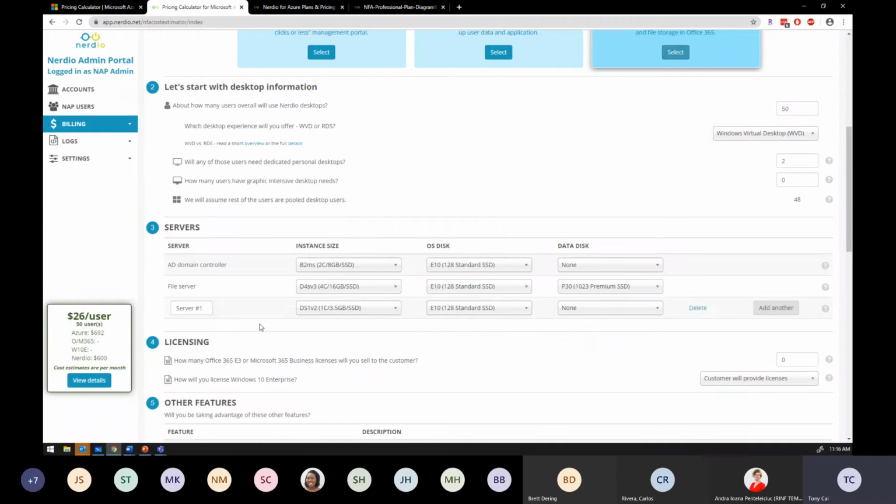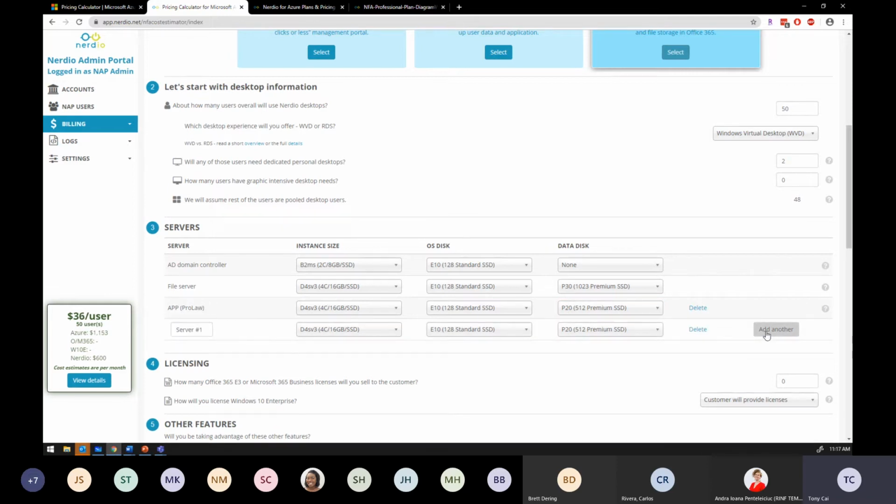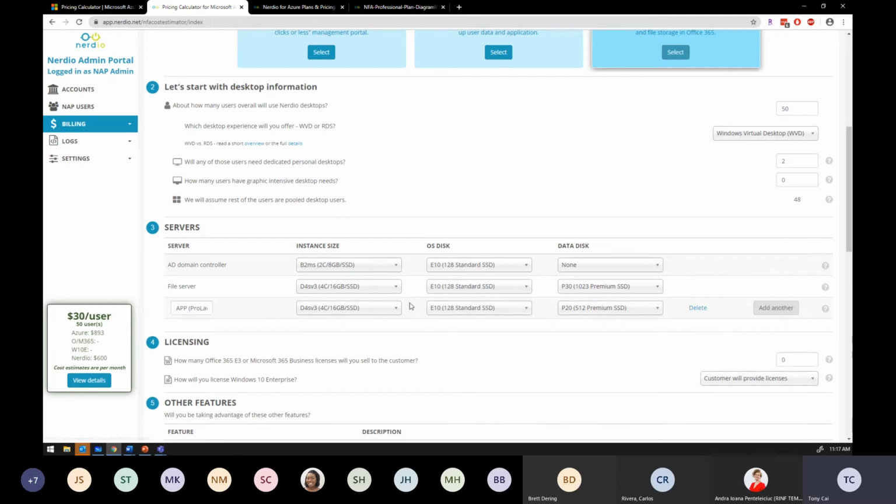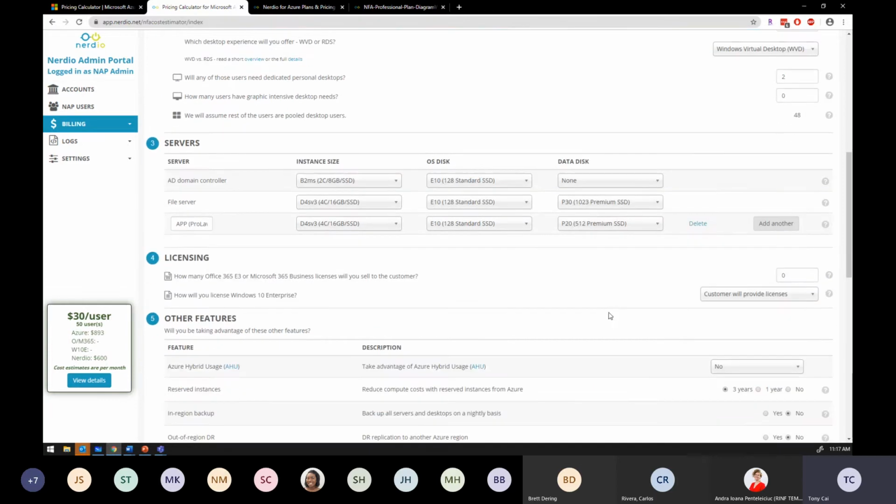But they'll need an app server, right? So let's say they have an app server for an application called ProLaw, and that ProLaw application, again, needs a 4-core 16 gig of RAM machine, and maybe the application itself has some data in it, and they use 512 gigs of data, right? So essentially here, you can just pretty much add whatever servers you need, pick the right size, pick the right disk type, and you move on to the next section, right?